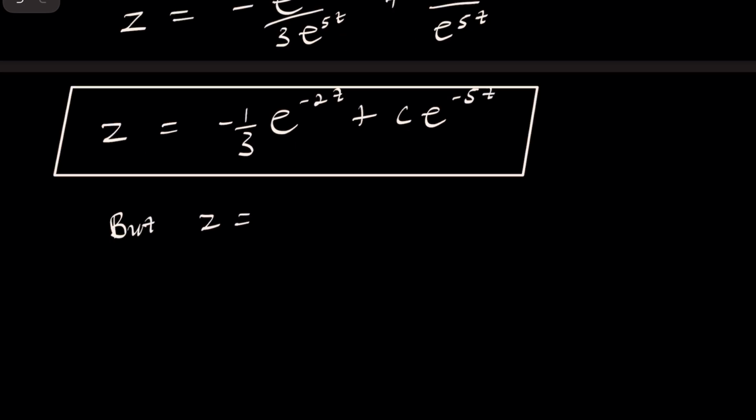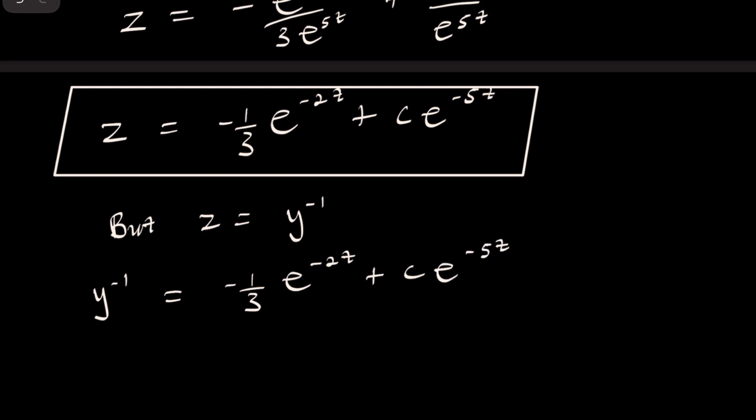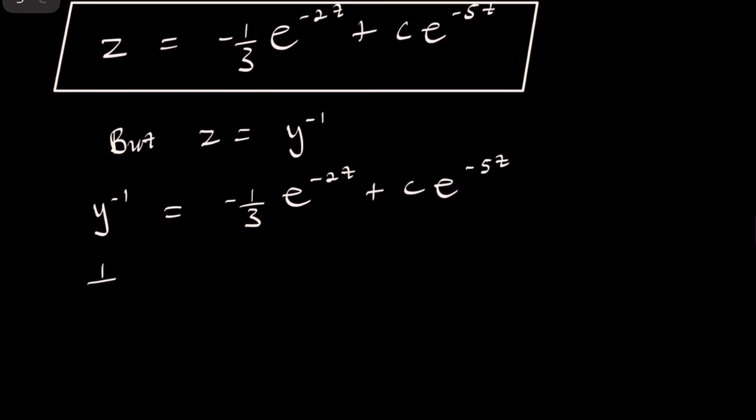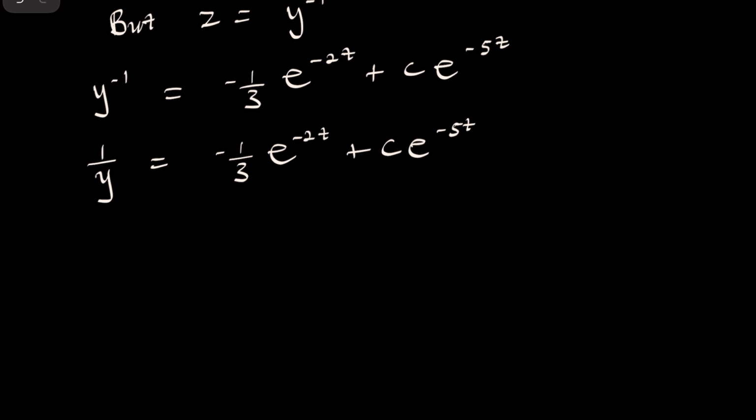But z is equal to y to the minus 1. And so we have y to the minus 1 is equal to minus 1 over 3 e to the minus 2t, then plus c e to the minus 5t. Which is the same as 1 over y is equal to minus 1 over 3 e to the minus 2t plus c e to the minus 5t. Since this question was an IVP, we need to find our constant of integration c.